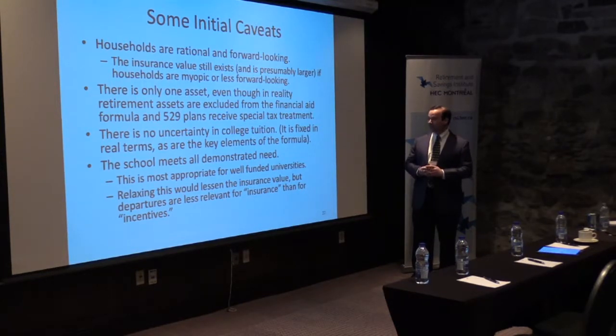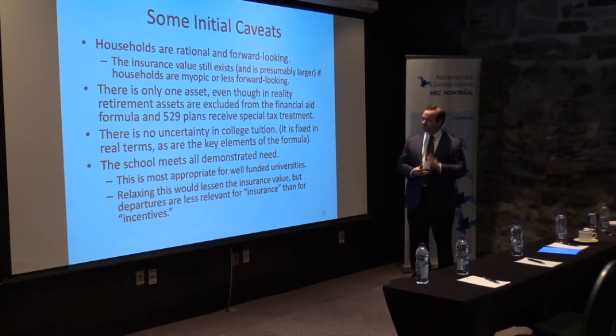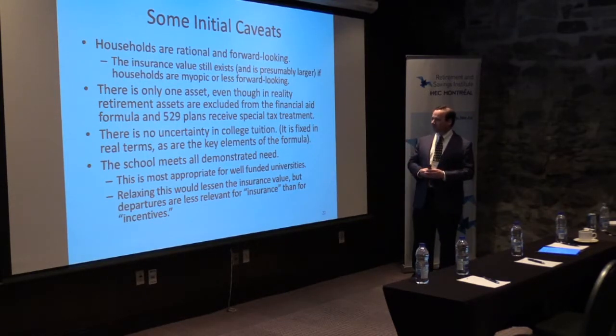For simplicity, there's only one asset. Even in reality, retirement assets are not included in the financial aid formula, either one of them. And there are things in the United States that, again, are named after the part of the tax code. There are so-called 529 plans, which are included as the parent's assets, but they can accumulate free of tax. So if you've heard the phrase a Roth IRA, this is like a Roth IRA for saving for college, which I find to be bizarre public policy, but they exist and they are ignored.